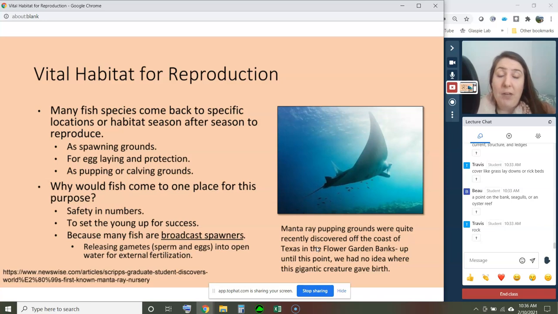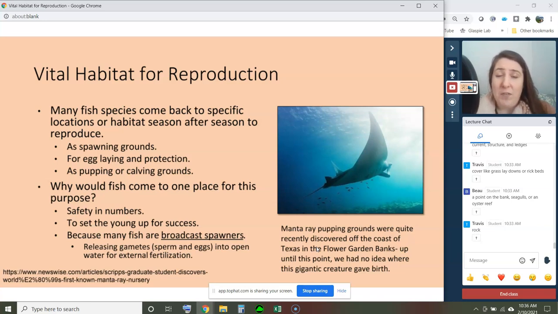So if you have a bunch of young being born at the same time, you can pretty much ensure that some of them are going to make it. So you're kind of overwhelming the system with new young fish, and some of them are going to get through. There's also safety in numbers for the adults.